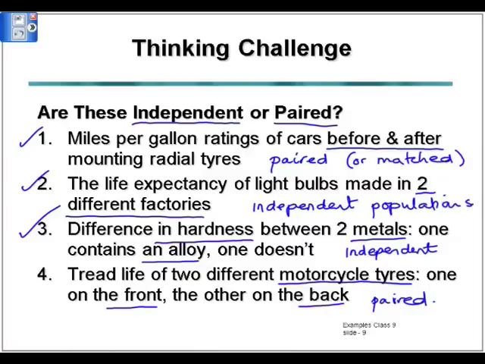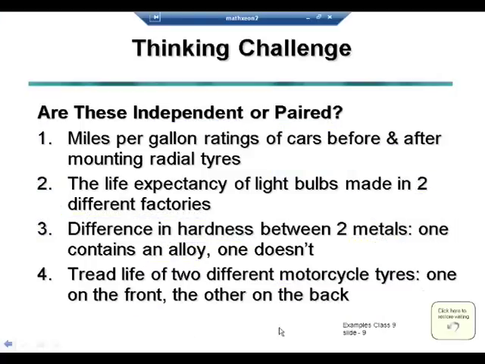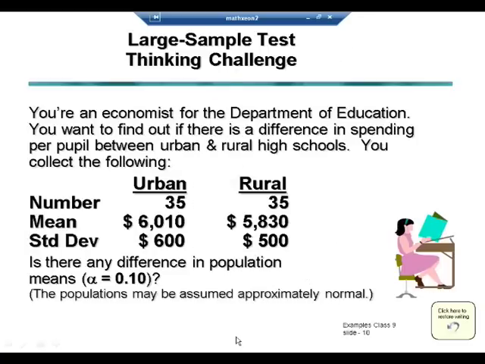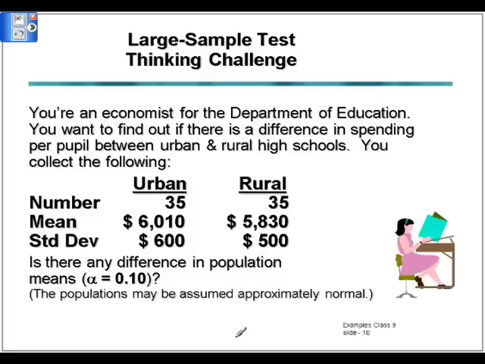So let's look at some examples on making use of this idea. So where are we going now? Firstly, this is a large sample test because our sample sizes are each 35. Sample size of 35, large sample. We're considering here whether there are differences in the population means.